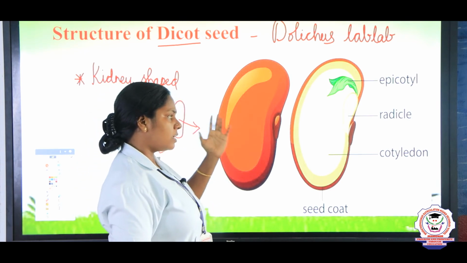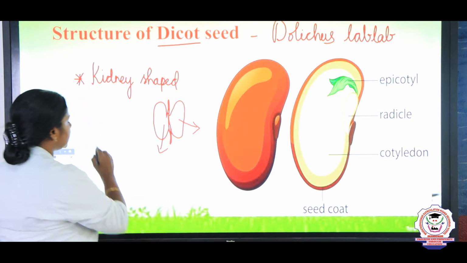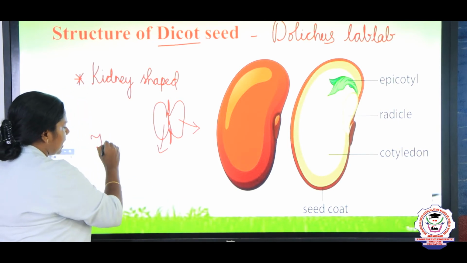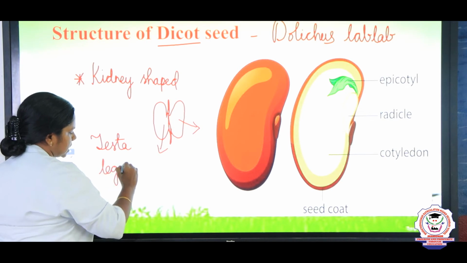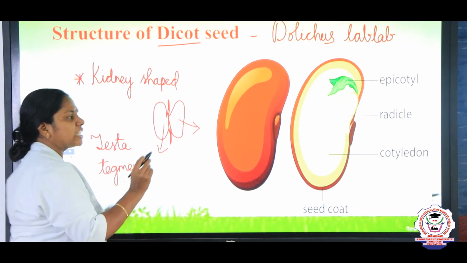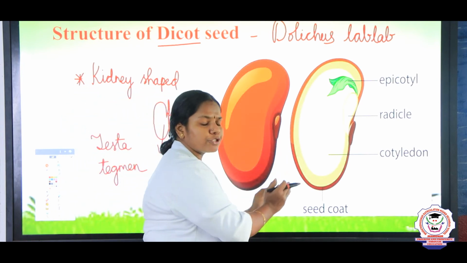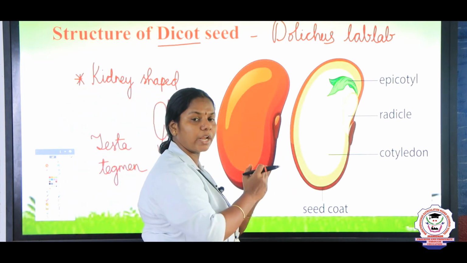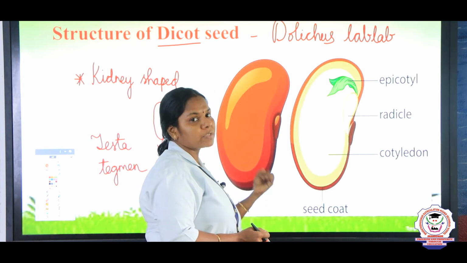And now see the structure of a dicot seed. It has a seed coat. What are the 2 parts of the seed coat? Outermost testa and innermost tegmen. Here they are fused together. The testa and tegmen are fused together in a bean seed. We are not able to differentiate between them. So this is about the seed coat.